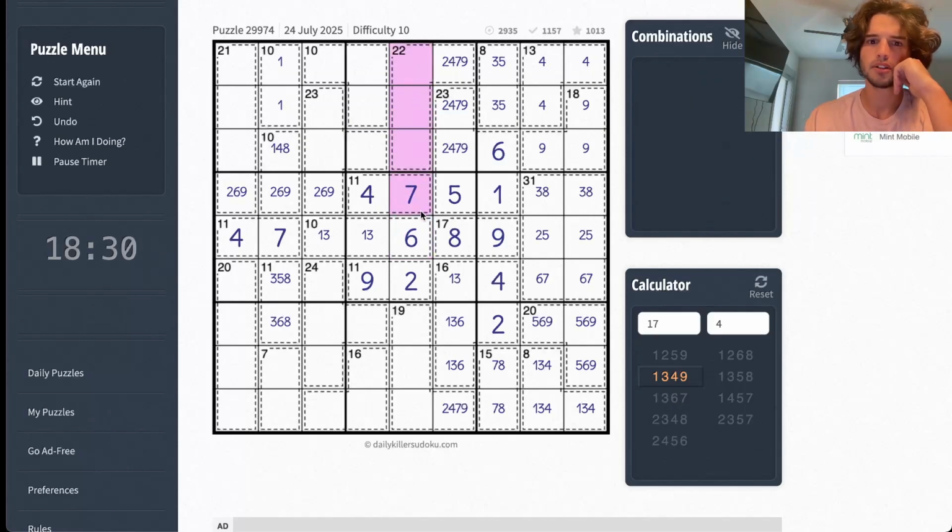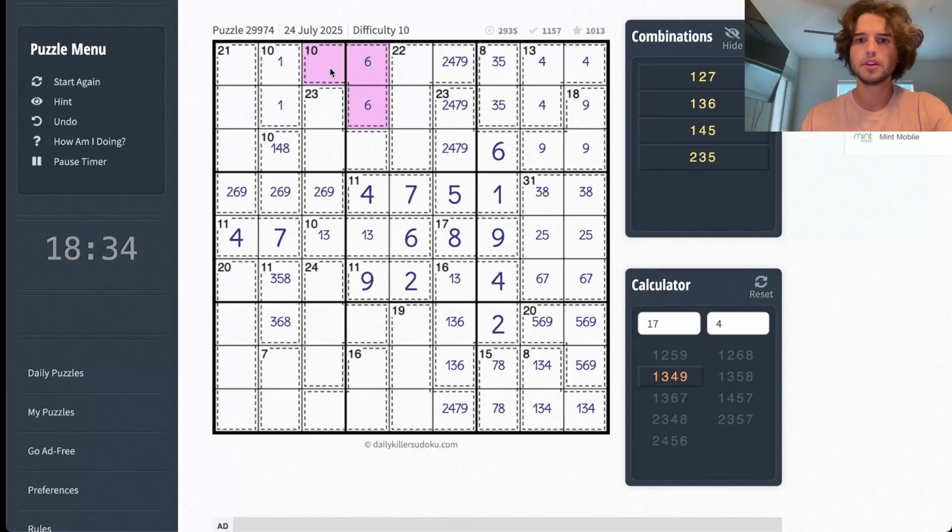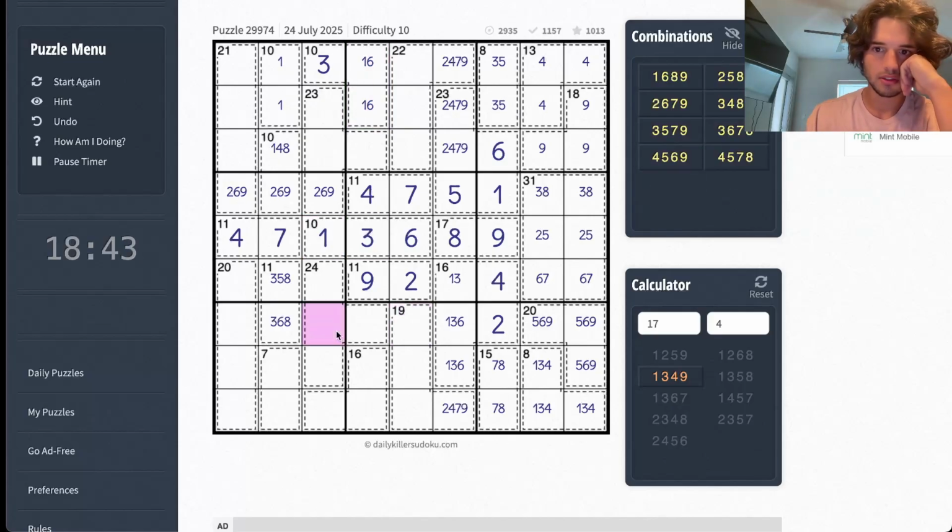Six must go in this box. That's what it is. So we have to have a 6 here, which can only go with 1 and 3. 1 can't go here because 1 has to go there, so 3 has to go there. That's a 1, 6, that's a 3, and that's a 1. I'm surprised it took me so long to get that.